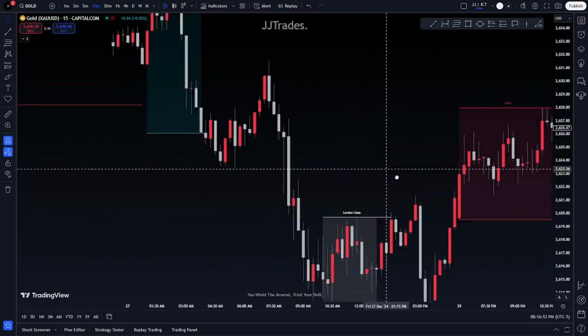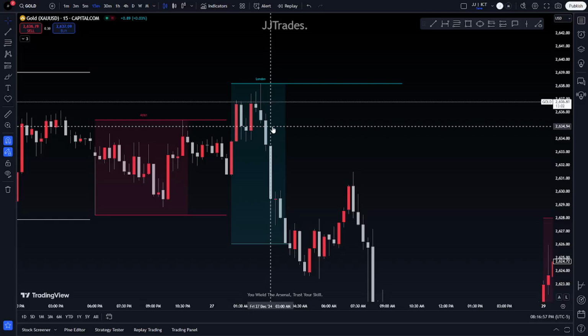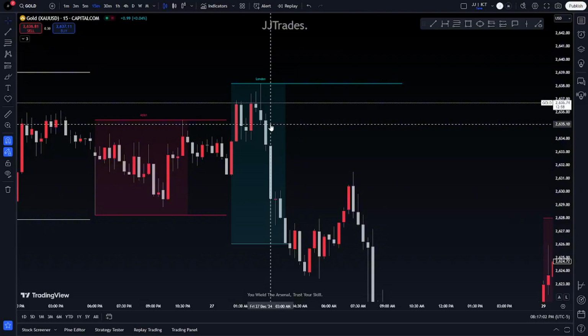Pretty simple, right? It's basically understanding that any time concept, anything dealing with time, can be macros, interbank price delivery algorithm, kill zones, literally anything dealing with time. You will learn all of the time concepts in the other chapters. But for this, I'm just giving you the understanding that time comes before price.